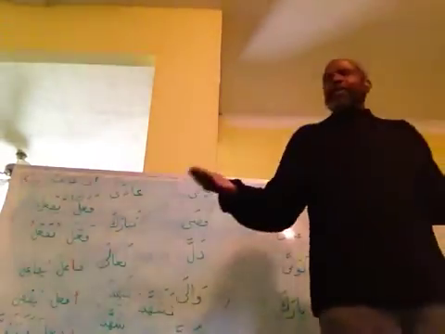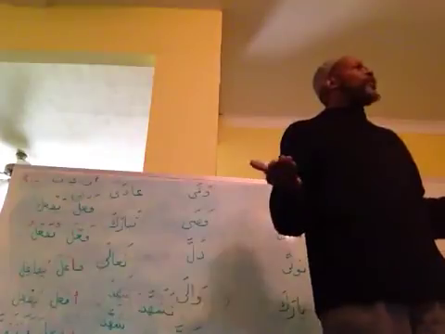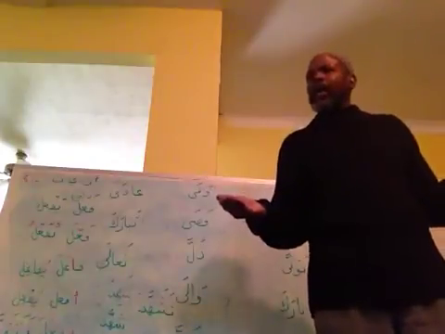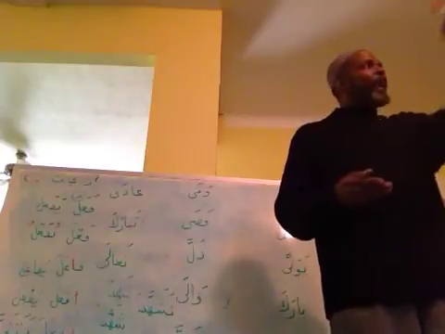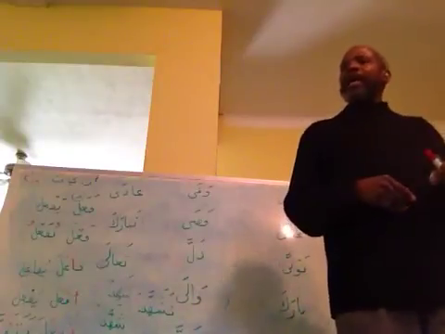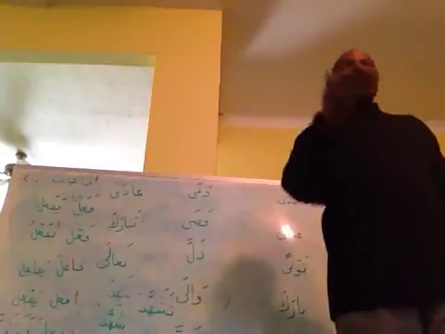So now let's go to the second form verb. Same thing. Let's take an easy verb. Let's say kabbara. Kaf, ba, ra, with shadda on the back. Kabbara. Everybody knows kabbara means to say Allahu Akbar.